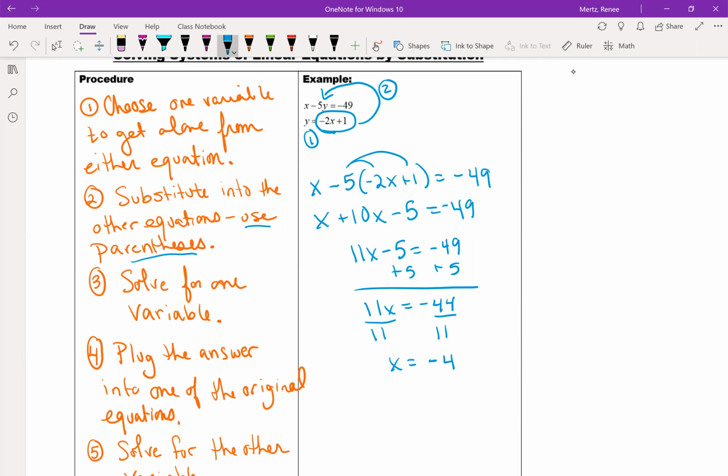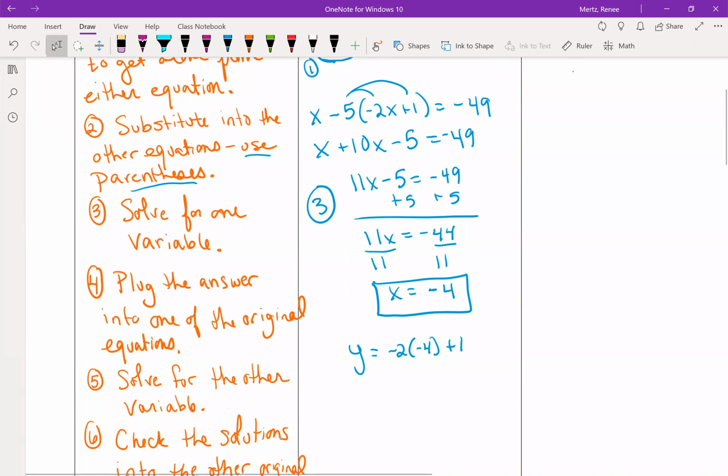So that was step 3, solving this for x. Then I'm going to step 4. Plug the answer into one of the original equations. So looking at my originals, I'll probably go with the easier one. y equals negative 2 times negative 4 plus 1. So y equals, negative times a negative is a positive, so y equals 9. So now I solved for the other variable.